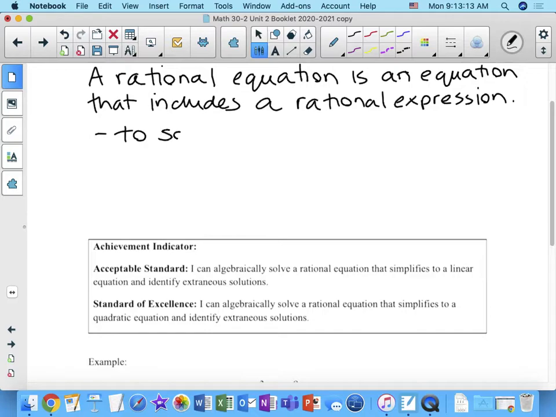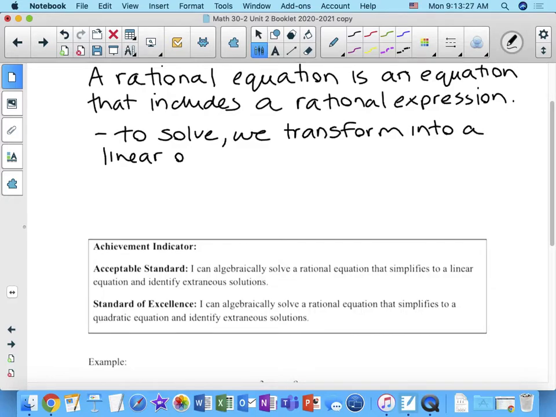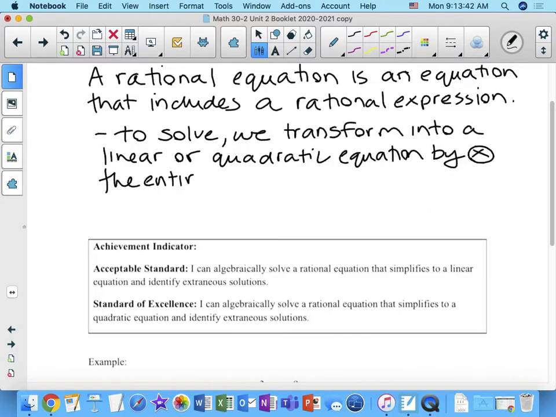Okay, so to solve, we transform into a linear or quadratic equation by multiplying the entire equation by the LCD.